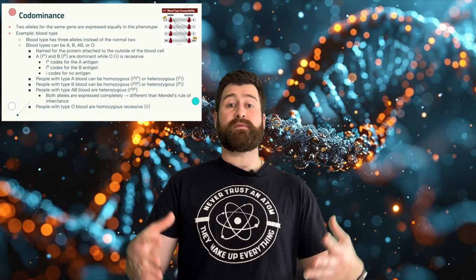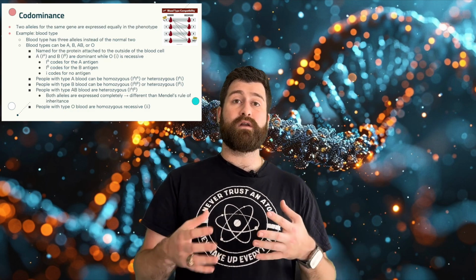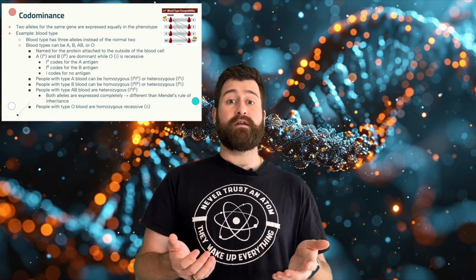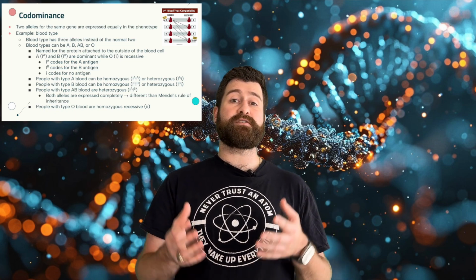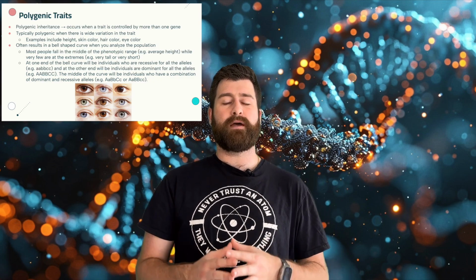People with type AB blood are heterozygous, which is represented by capital I, capital A, capital I, capital B. And both alleles are expressed completely, which is different than Mendel's rule of inheritance, where one allele is always expressed over top of the other. People with type O blood are homozygous recessive, which is represented by lowercase i, lowercase i. The last example of non-Mendelian inheritance is polygenic traits, or at least the last example we're going to talk about.